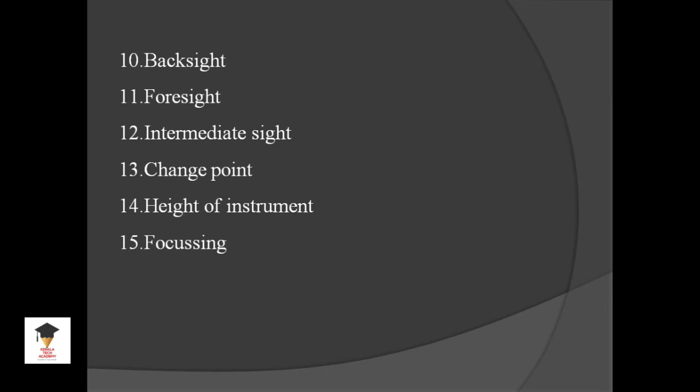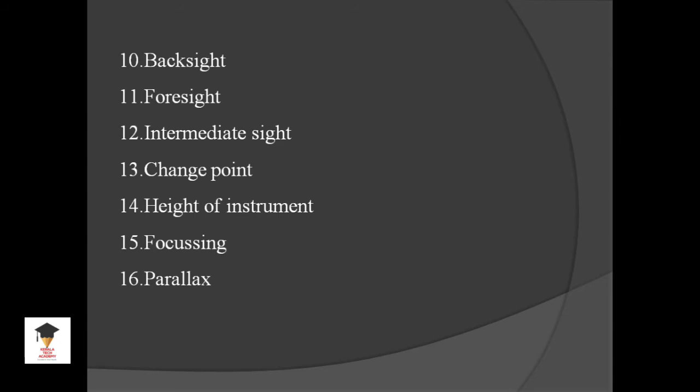The focus of the object and that of the eyepiece must coincide with the crosshair of a diaphragm, and the diaphragm is placed at the common focus. This can be done by first focusing the eyepiece and then the objective. The next one, parallax.